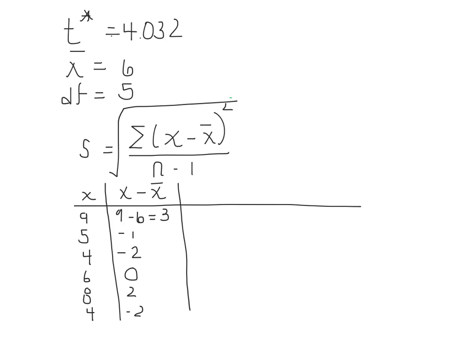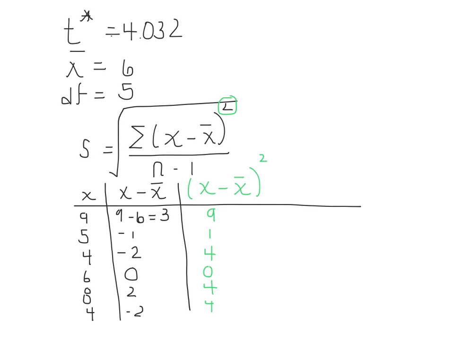Well, the next thing we notice in the formula is that those deviations need to be squared. So I need to take those values that I just got in the previous column and square them. And remember, any number squared will never be negative. So 3 squared is 9. Negative 1 squared, the same as negative 1 times negative 1, is 1. Negative 2 squared is 4. 0 squared is 0. 2 squared is 4, and negative 2 squared is 4.